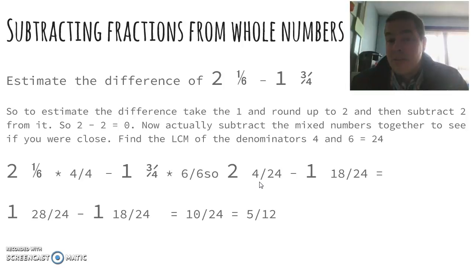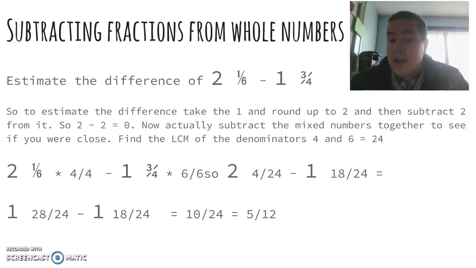Then I need to do the same thing to 1 3/4. What do I need to multiply 4 by in order to make it 24? Well, I'm going to multiply the bottom and the top by 6. So therefore, 1 3/4 is going to turn into 1 and 18 over 24.